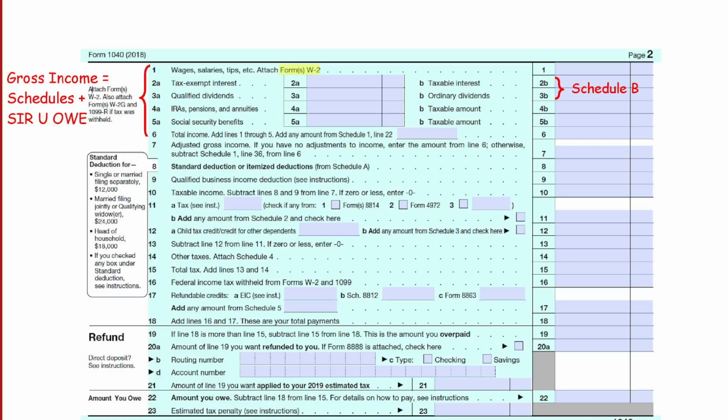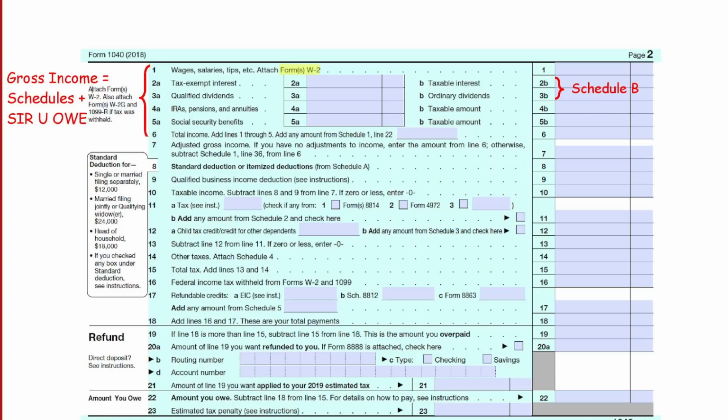Now, if you look at 2A, that's tax-exempt interest. It's not taxable, but still to be disclosed on Form 1040. 3A is qualified dividends. So these are dividends that meet certain holding period requirements and are taxed at a lower tax rate vis-a-vis ordinary dividends. So we'll talk about all of this. Interest and dividends. You've got IRAs, pensions and annuities on line 4, social security benefits on line 5.